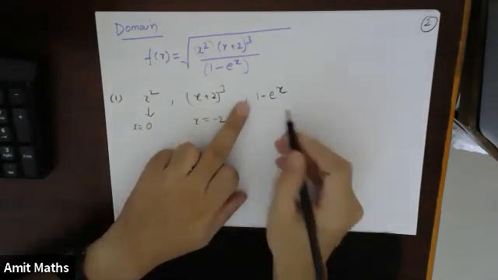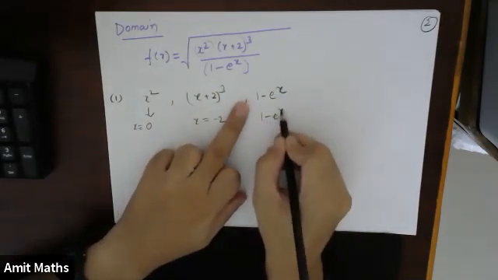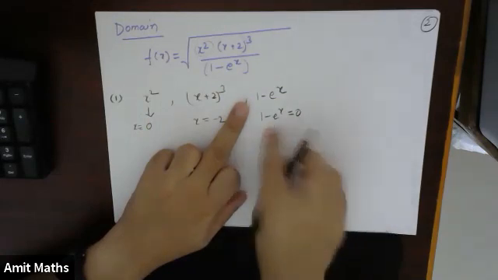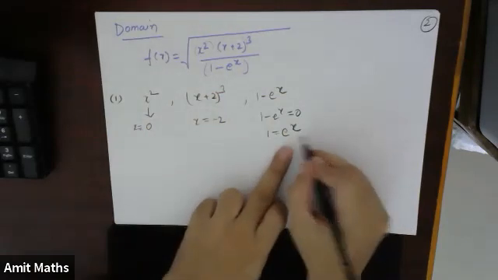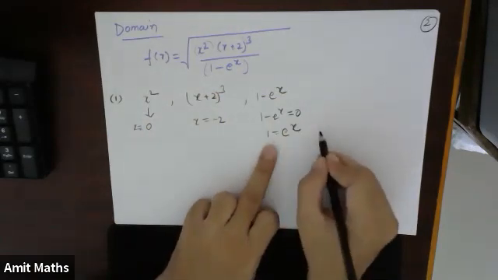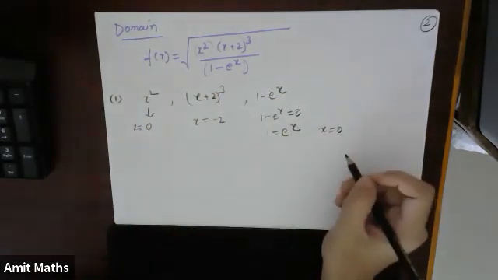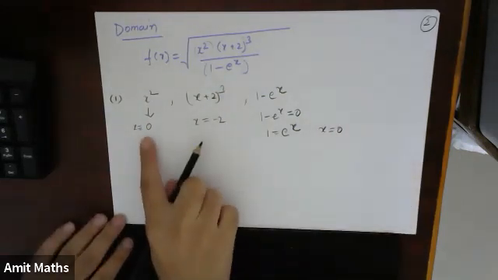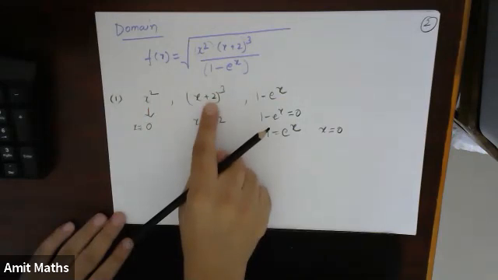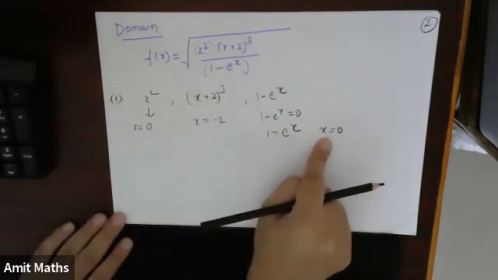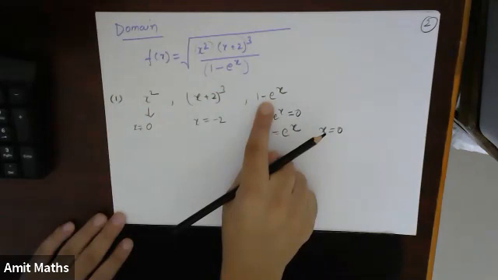How can I find the critical point of this one? So 1 minus e to the power x is equal to 0. So that means 1 is equal to e to the power x. That means x is equal to 0. Understood? X is equal to 0 will be the critical point for this one. X is equal to minus 2 for this one, and x is equal to 0 will also be the critical point of this one.